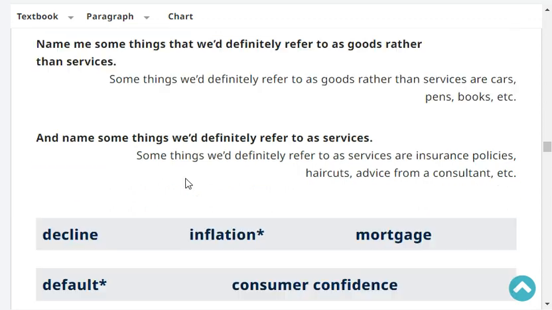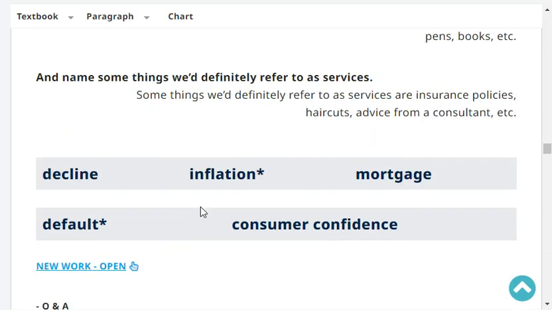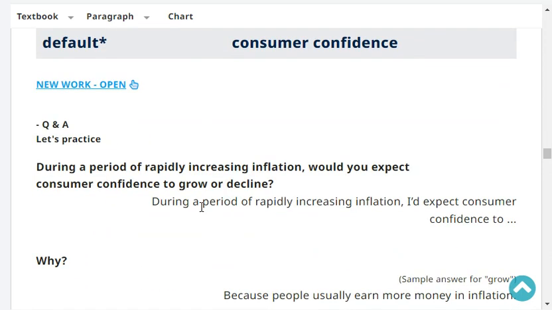Books, etc. And name some things we definitely refer to as services, please. Some things we definitely refer to as services are insurance policies, haircuts, advice from a consultant, etc. Very good.